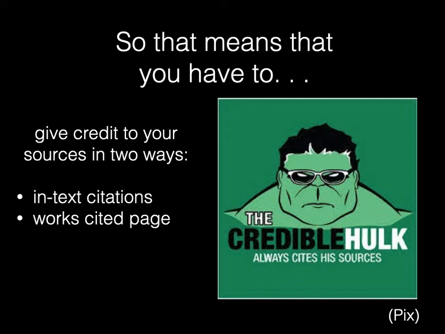So you need to do that in two places. You do it within the paragraph so that your reader knows exactly where each thing that you have comes from. Those are called in-text citations. And then you also need to do so in a list at the end of your paper, and we call that your works cited page.